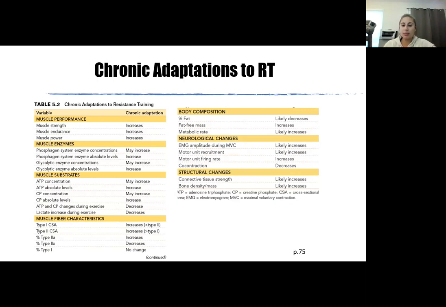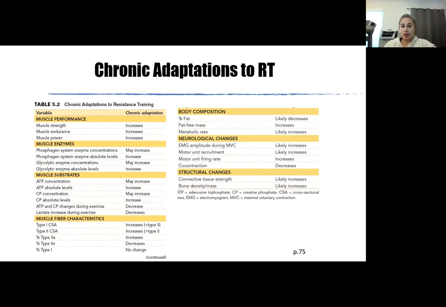We have some more enzymes and everything works more efficiently. So lactate won't go up as much. And so you'll have to work harder to get to that burn, versus when you had a lighter weight and you felt the burn quicker. So the lactate increase is less. We don't have as much of a lactate increase during exercise, okay?